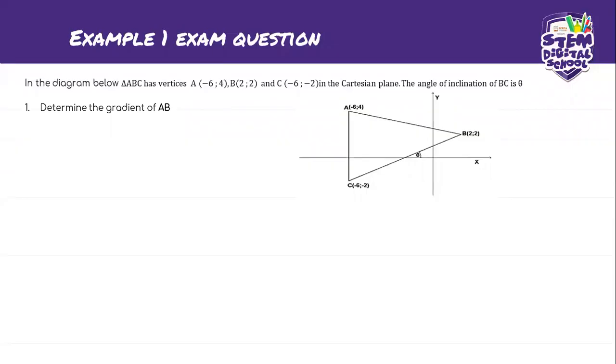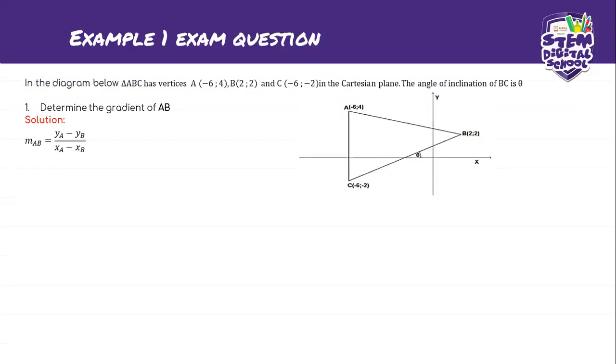The first question says, determine the gradient of line AB. So you just have to go and look for the formula to calculate the gradient, right? Now let's see how we determine the gradient of line AB. First, we are going to write the formula for gradient, right? That says the gradient of AB equals delta y over delta x, which is (ya minus yb) over (xa minus xb).